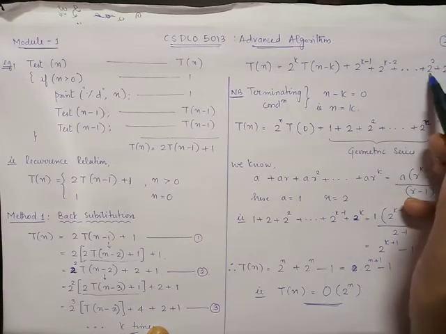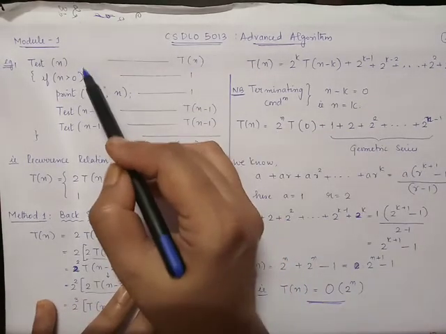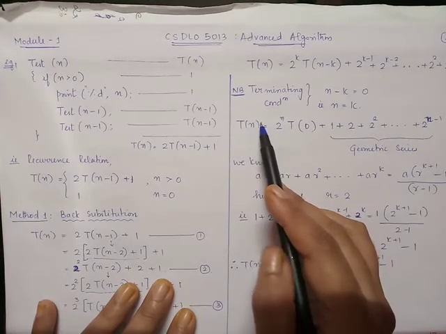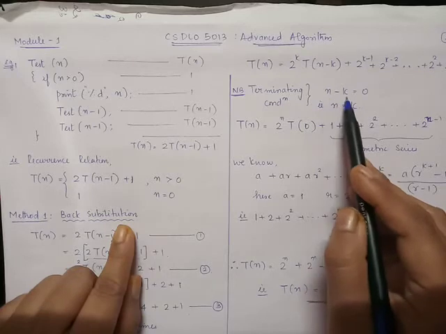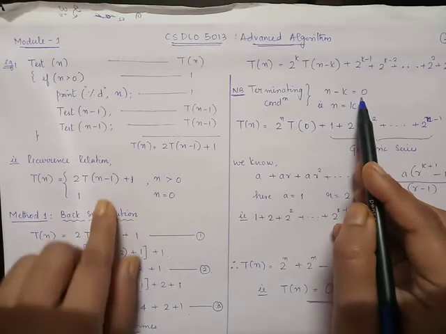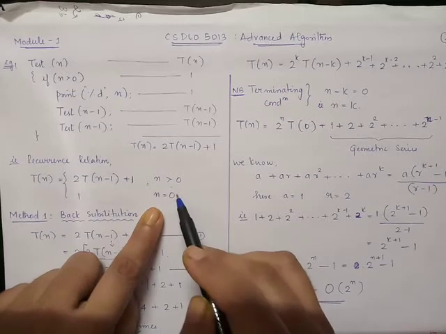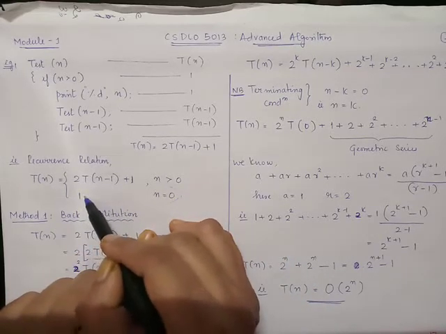plus 2 raised to 2 plus 2 plus 1. Now, from this code snippet, it's very clear that the terminating condition is when n minus k is equal to 0. That is t of 0. When the value of t of 0, this t of n reaches a value of 1.